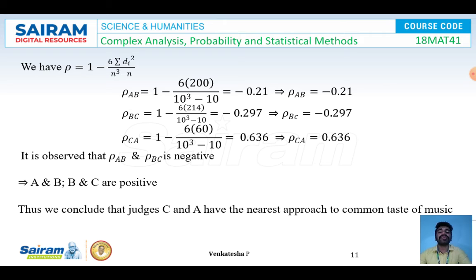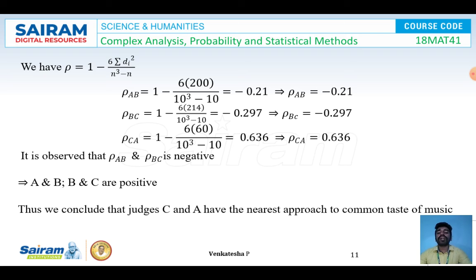So rank of BC is minus 0.297. So next is rho CA. It is given by 1 minus 6 into 60 by 10 cube minus 10. It is 0.636. So we got the rho of CA is given by 0.636.